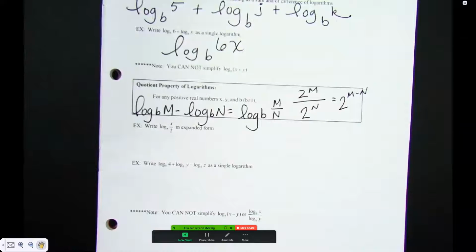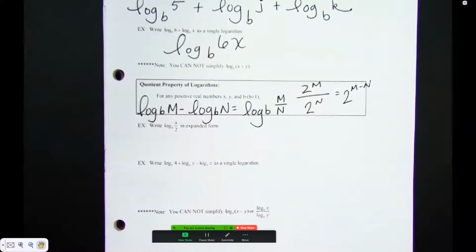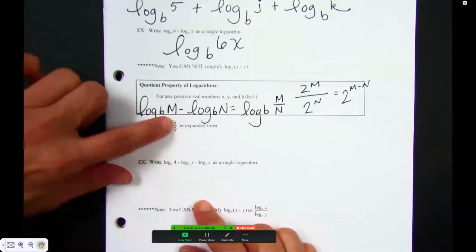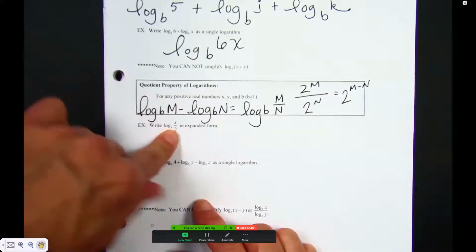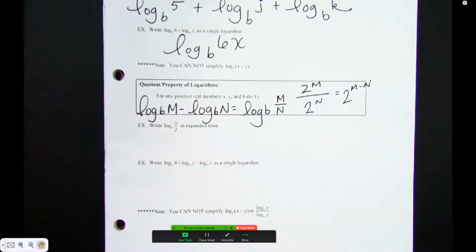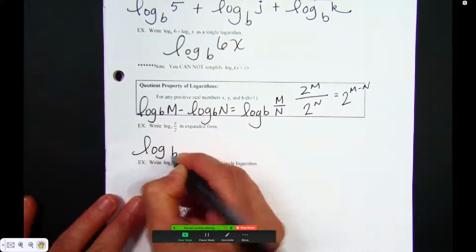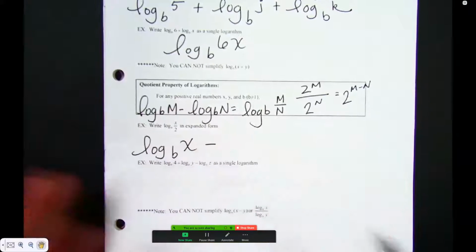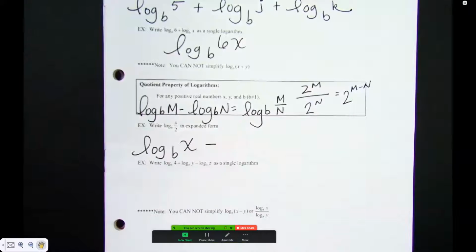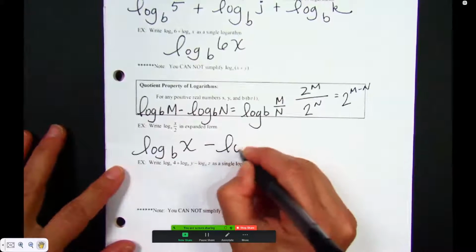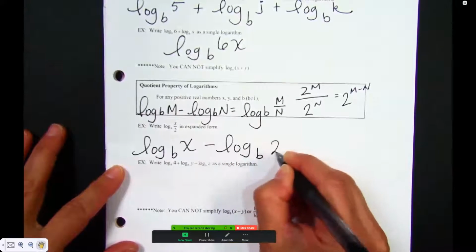So on this example, underneath your box, here's a fraction. You know you're going to have a minus sign. We have 2 pieces that make up the argument. We have an x and we have a 2. We're going to have 2 terms when we expand this out. So this is going to be log base b of x minus, because the 2 is below a fraction bar, log base b of 2.